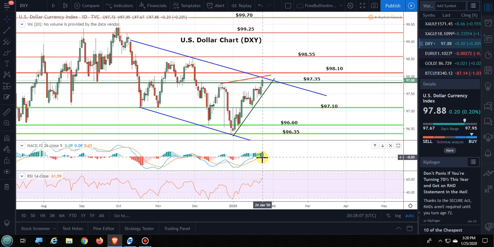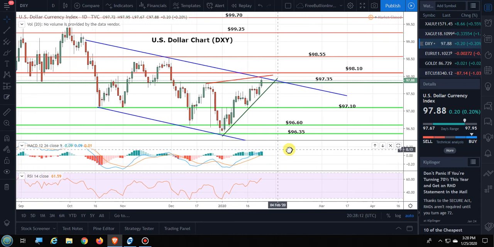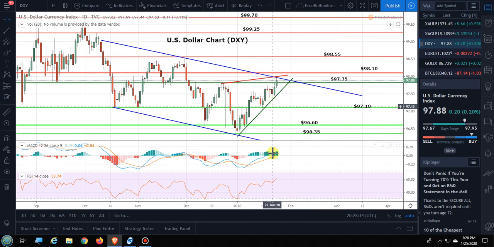The MACD also looks like it is about to turn on the dollar's movement, and the dollar is getting into overbought territory. It's as high as it's been since back in September on the RSI. So it is clearly getting into overbought territory, and we should see a change in direction shortly.